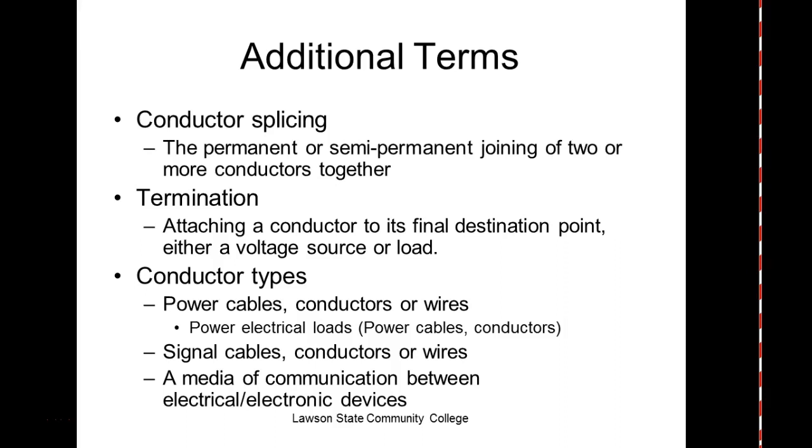Conductor splicing. We've already talked about this. Splicing is permanent or semi-permanent joining of two or more conductors together. Termination is the act of attaching a conductor to a final destination point, either a voltage source or load. Conductors, these are what? Power cables. Are there signal cables? Right? I understand the difference between the two. Yes or no? Everybody okay? Okay.